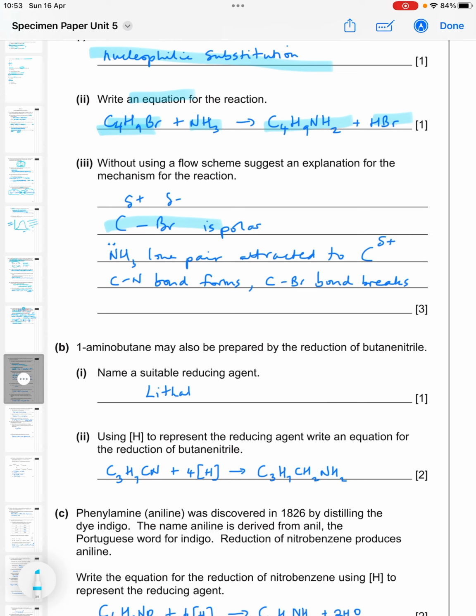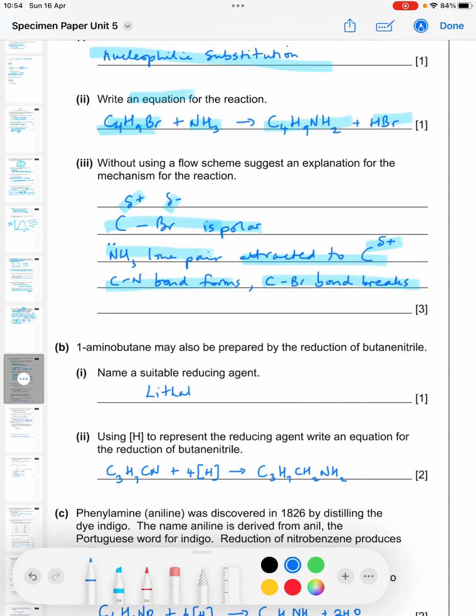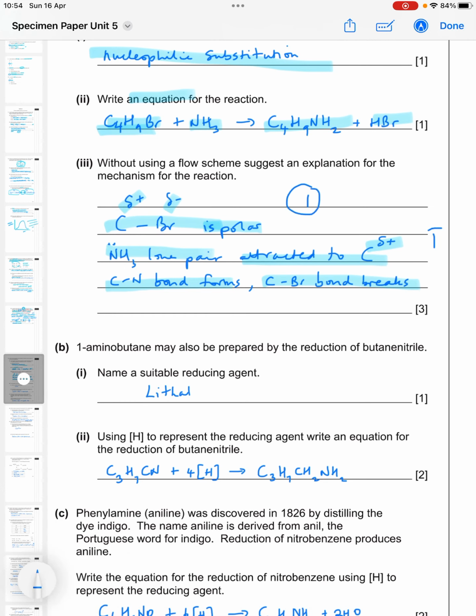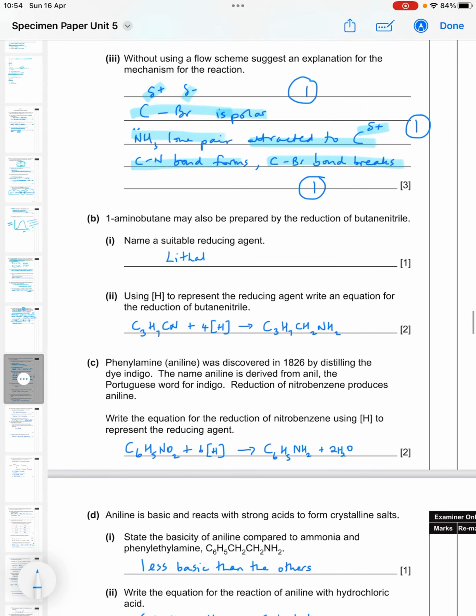If you look at this bond, the carbon and bromine bond, it's polar because the carbon will be slightly positive and the electronegative bromine is going to draw the electrons towards it, so it's going to be slightly negative. Now, the ammonia NH3 has a lone pair on it, which is attracted to that delta positive carbon. So what you'll get is the bond forming between the carbon and the nitrogen and the bond breaking between the carbon and the bromine. So really 1 mark for each of those stages of the answer: the idea that the bond is polar, that the nitrogen's attracted to the positive carbon, and then that the bond forms with the nitrogen and breaks with the bromine.